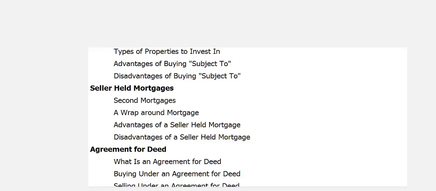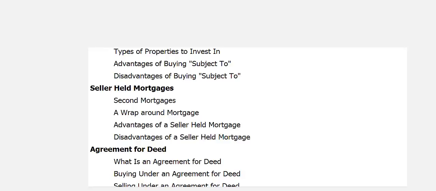What's a seller-held mortgage or a wraparound mortgage? What's a second mortgage? What's a wraparound mortgage? What's an all-inclusive trust deed or AITD? And what are the advantages and disadvantages of a seller-held mortgage?